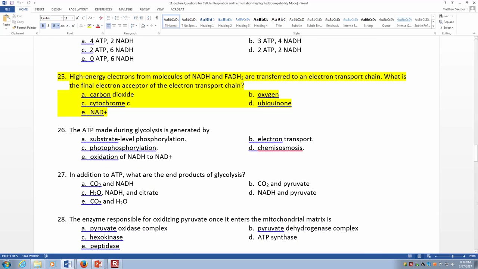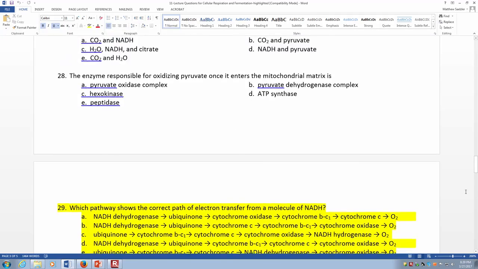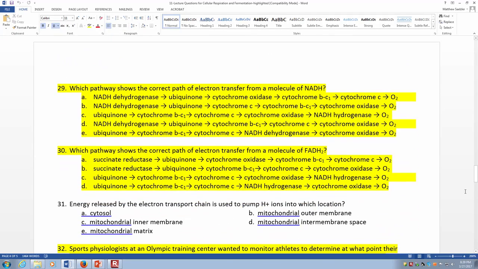25, this is basically repeating a question we've already asked, but it's an important one. High energy electrons from molecules of NADH and FADH2 are transferred to an electron transport chain. What is the final electron acceptor of this electron transport chain? Right, B, oxygen. And again, that's where you're consuming oxygen in this process.